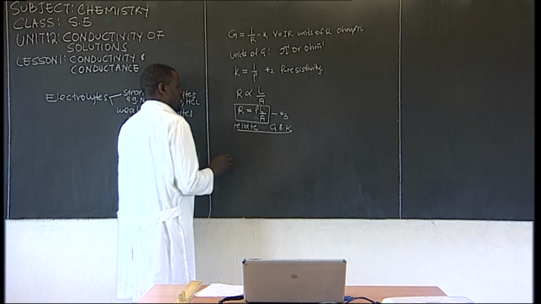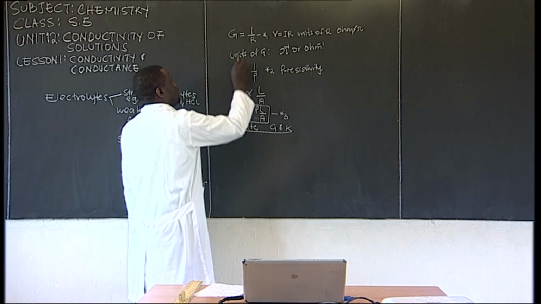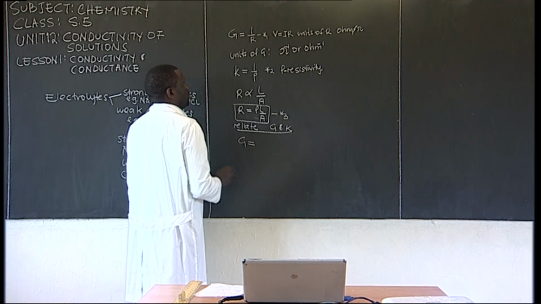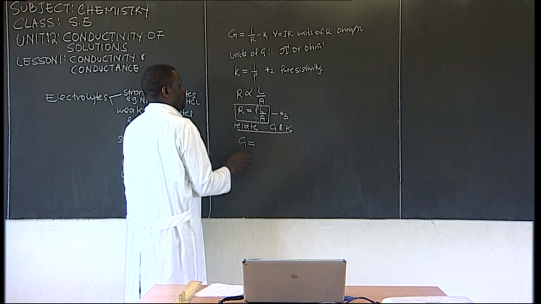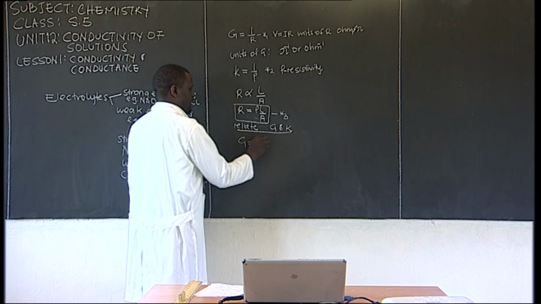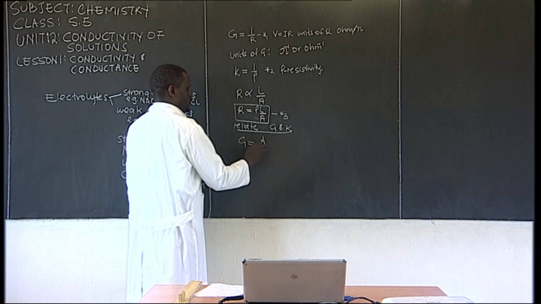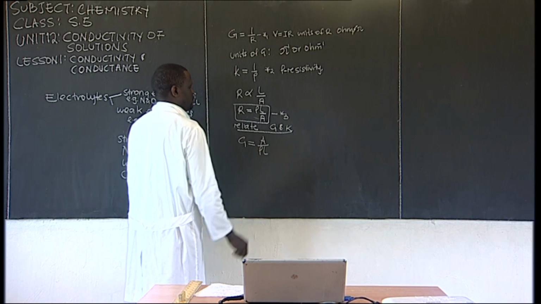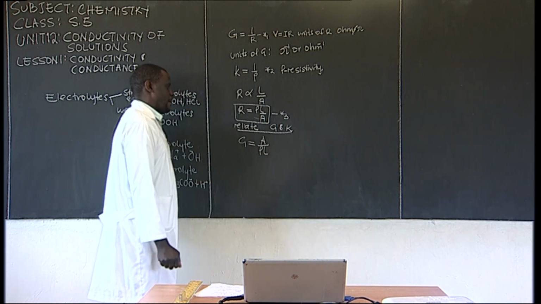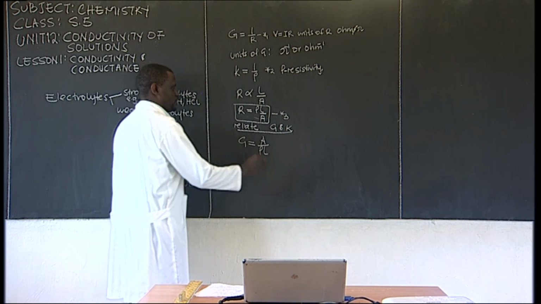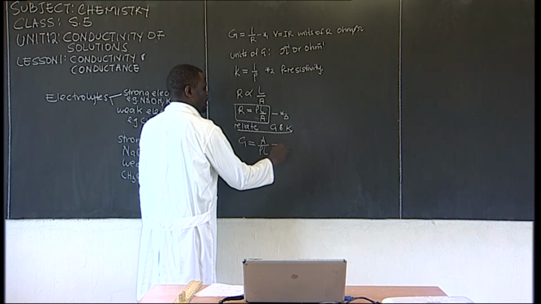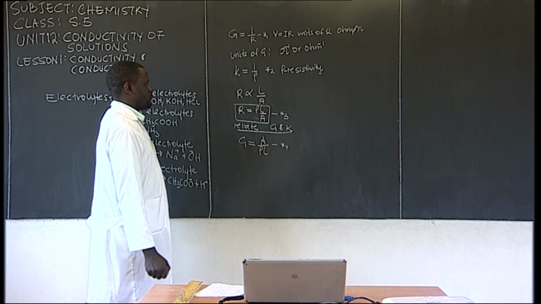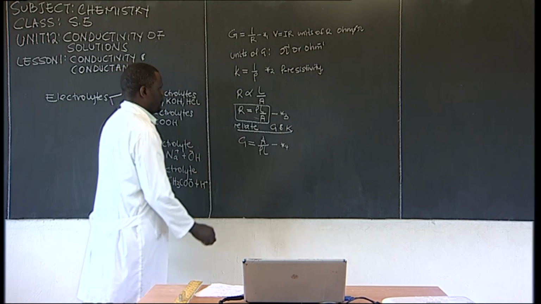So if we relate this one to this one, we are going to say that G is equal to the inverse of resistance. So we shall have A, which is our cross-sectional area, over resistivity times the distance between the plates. So we have got another equation now. We can call it equation 4.